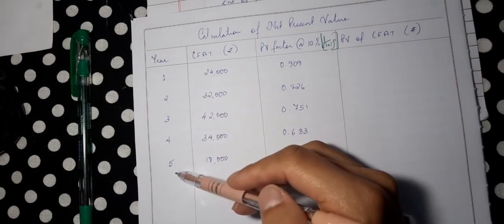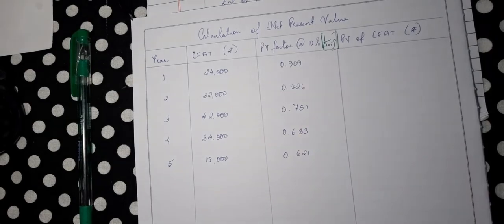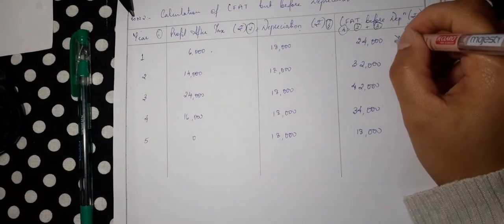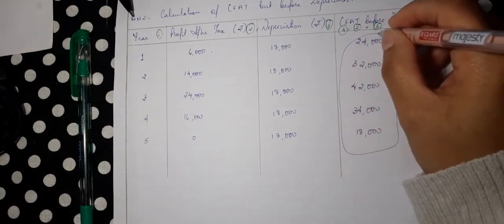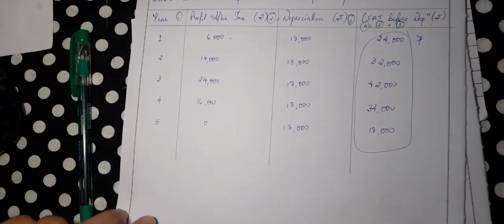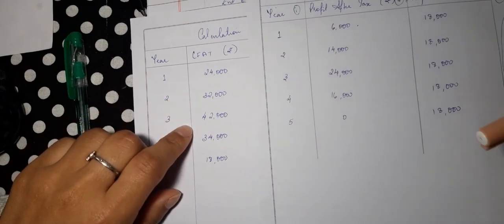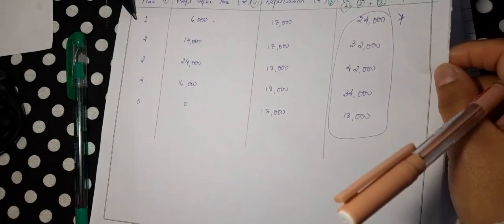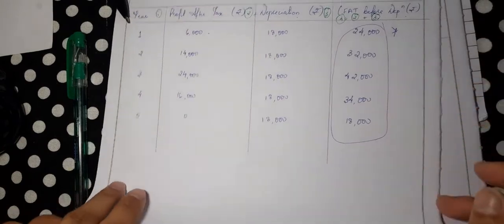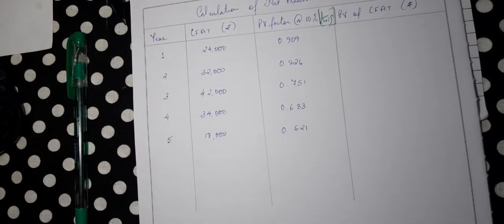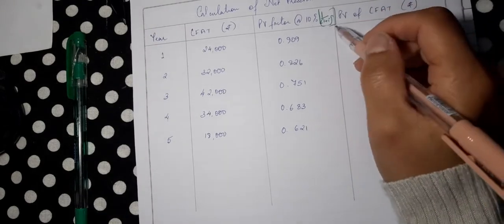Here I have 1 to 5. Cash flows after tax, the amount that I'm taking, please remember, are these values here, this row number 4, okay? Cash flows after tax before depreciation. So 24,000, 32,000, and then you have 42,000, 34,000, and 18,000. Just these values I'm writing here under cash flows after tax before depreciation. And present value factor at the rate of 10%.